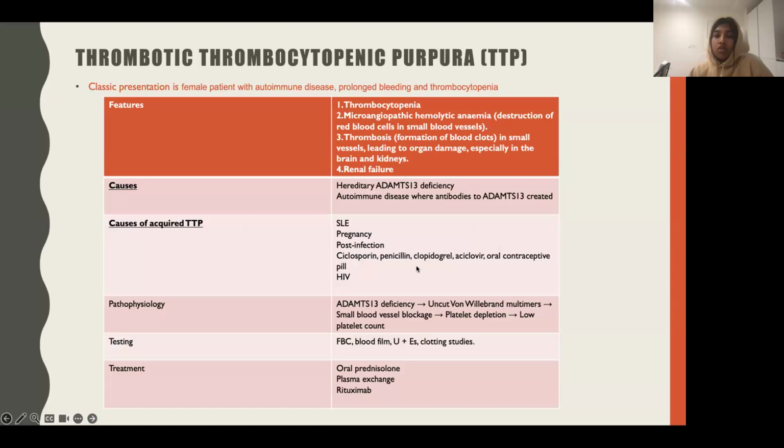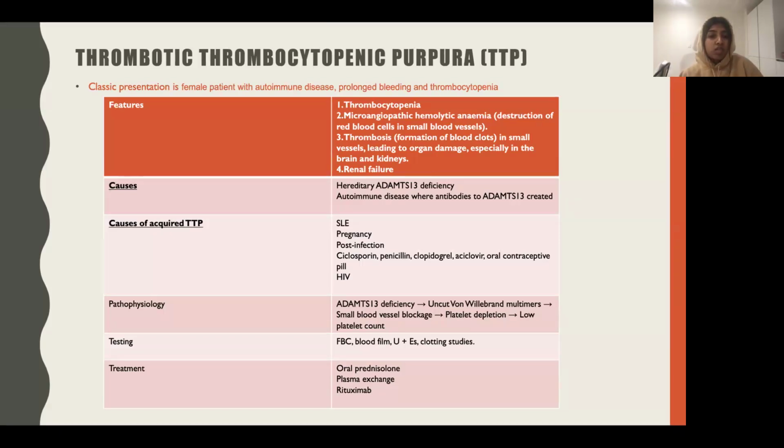Okay, so the classic presentation of TTP is a female patient with autoimmune disease, and she's got prolonged bleeding and thrombocytopenia. So you'll see features such as thrombocytopenia, microangiopathic hemolytic anemia, and thrombosis, so the formation of blood clots. And the reason why she's got the kidney problem in the first place is because the thrombosis is damaging the kidneys, hence why she's got an AKI. And you also see renal failure. So this is a TTP picture.